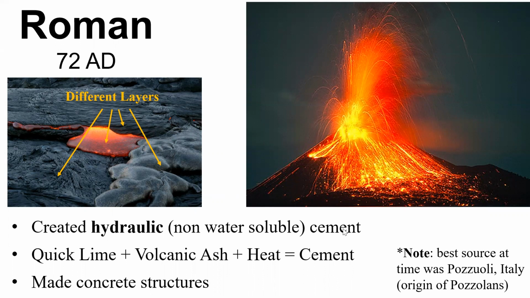But what the Romans found out was, if you took some of this quicklime, the cement that's soluble in water, and you took some of this volcanic ash that they had, and then you heated everything up, you could actually make a hydraulic cement that didn't have all these water issues. So it was really cool. And one of the best places for volcanic ash was in Pozzuoli, Italy. That's actually where the origin of pozzolans came from.